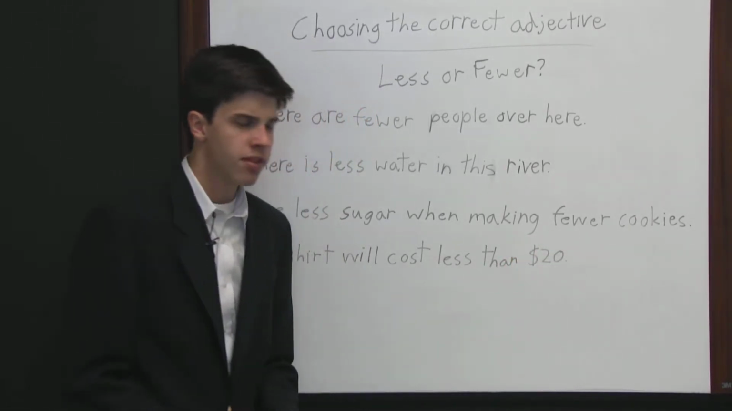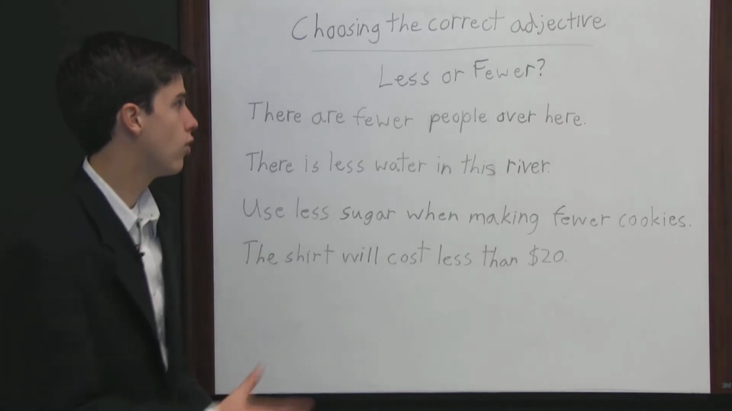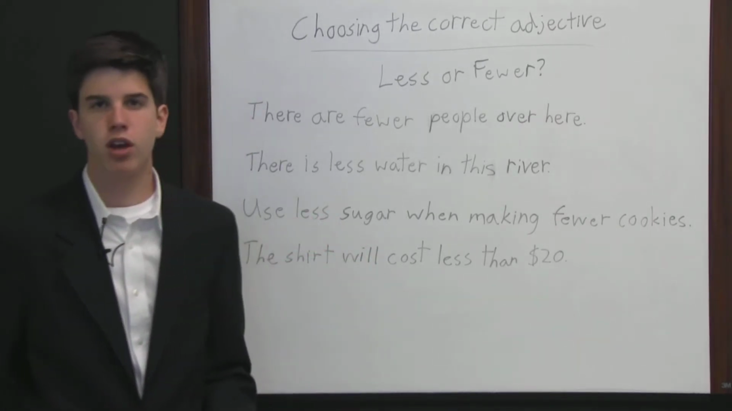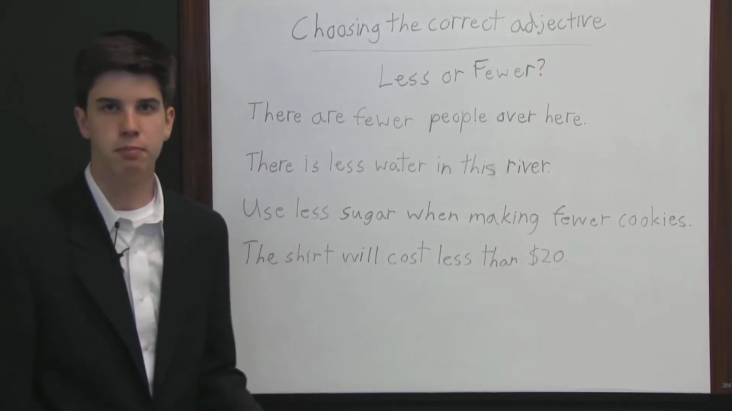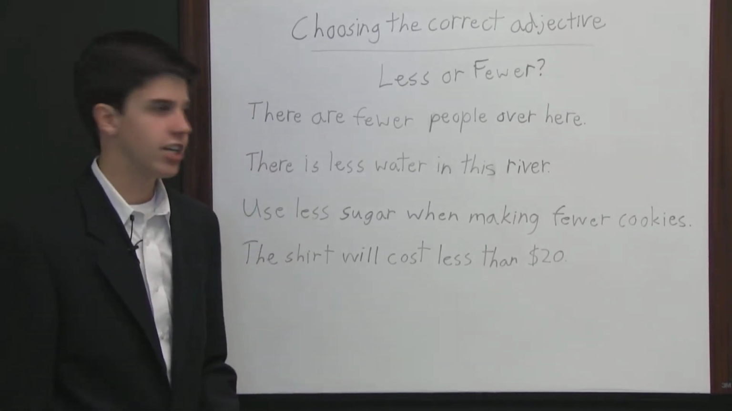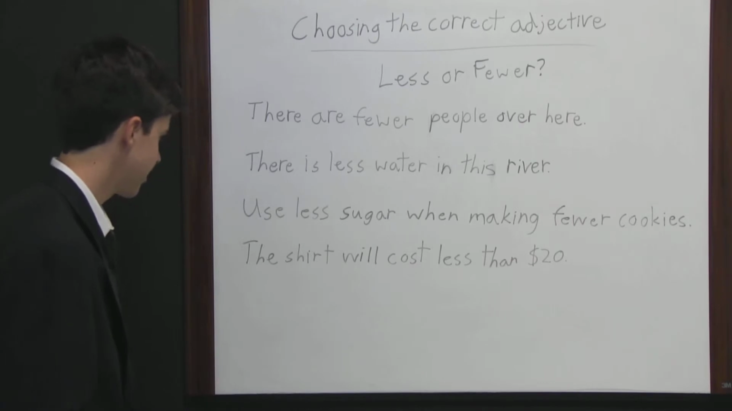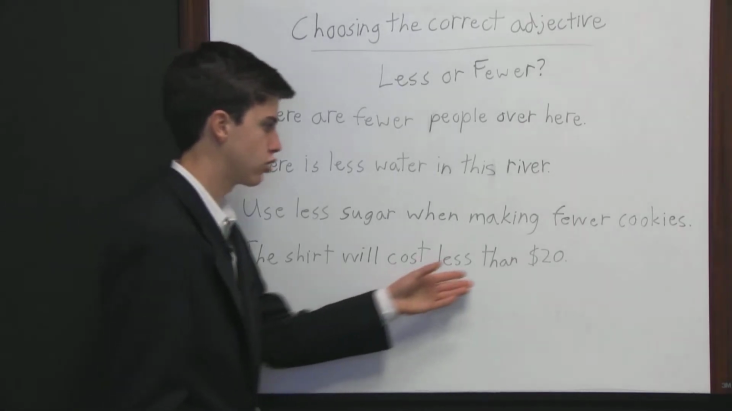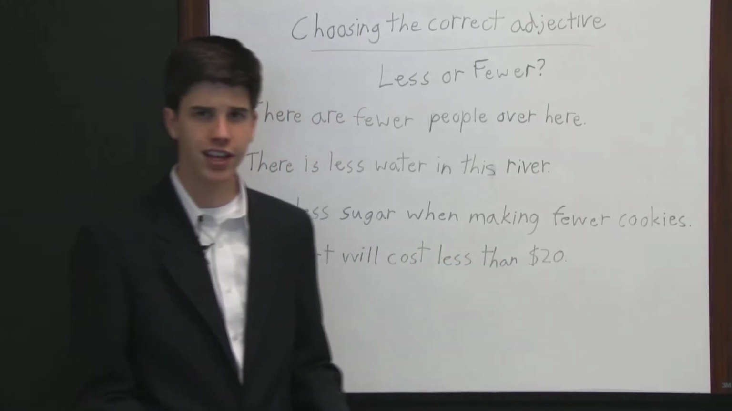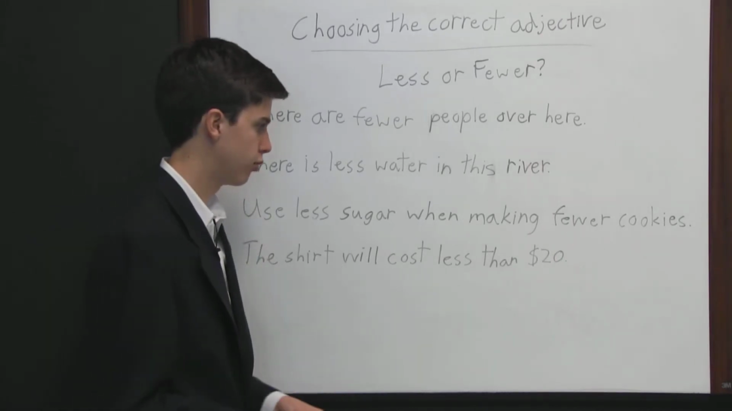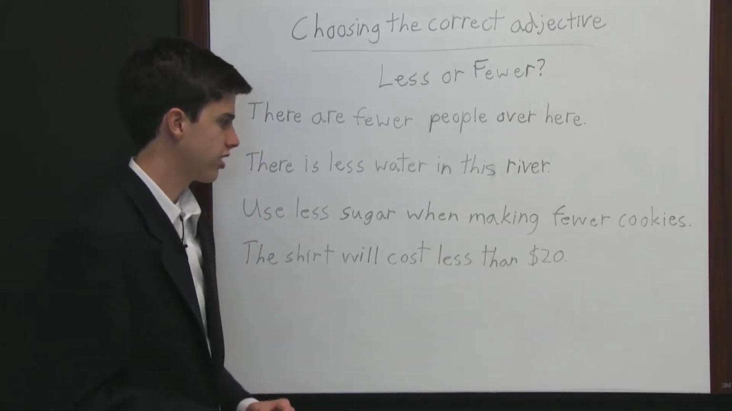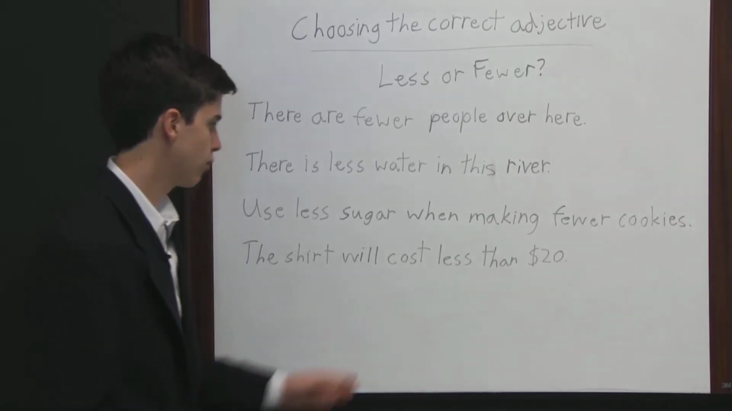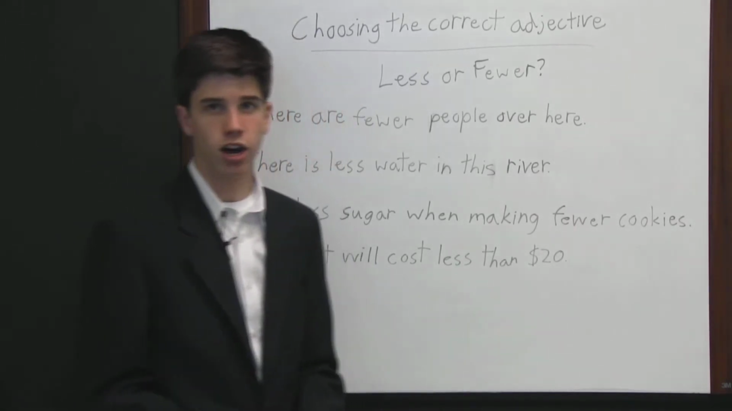Now finally, there is a case which makes this whole topic kind of more confusing. When you're talking about something that contains a number, when you're talking about numerical things, you use the adjective less. So this sentence says the shirt will cost less than $20. Now you may think that dollars is something that's very countable. It is, but to be grammatically correct, you use the adjective less. This shirt will cost less than $20.